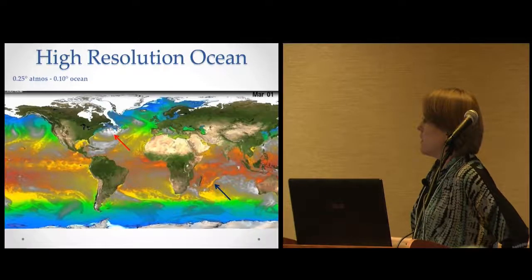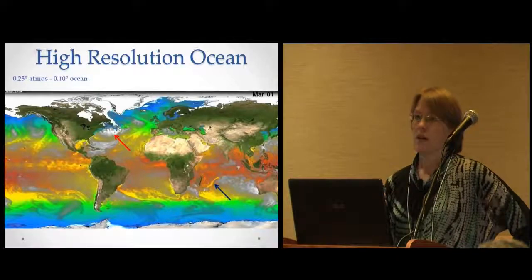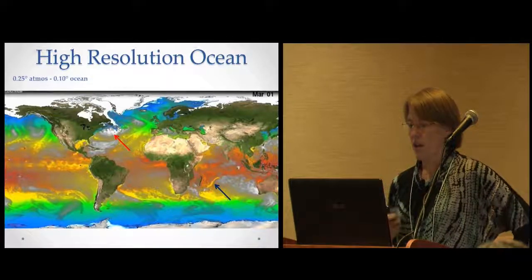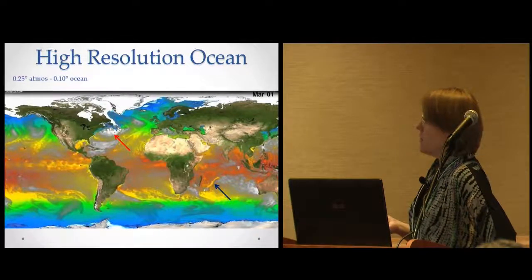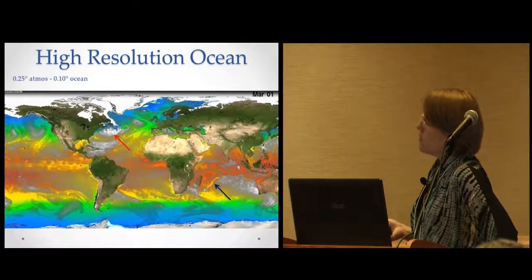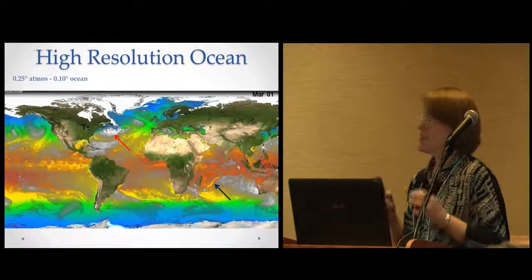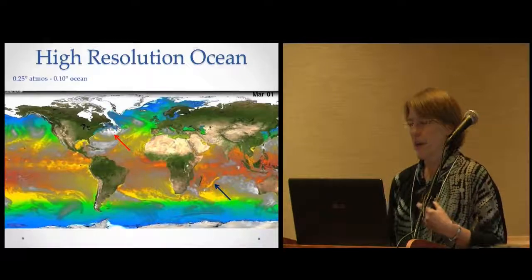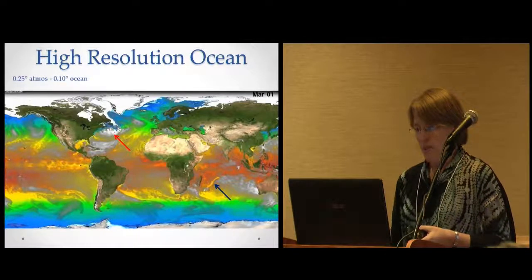And then another thing that Ryan talked about, this is a cold wake left behind in the ocean from a tropical cyclone that zipped through the area. We're just now starting to look at these 10th degree ocean simulations, so these are just really exciting features that we've seen that we haven't yet investigated.